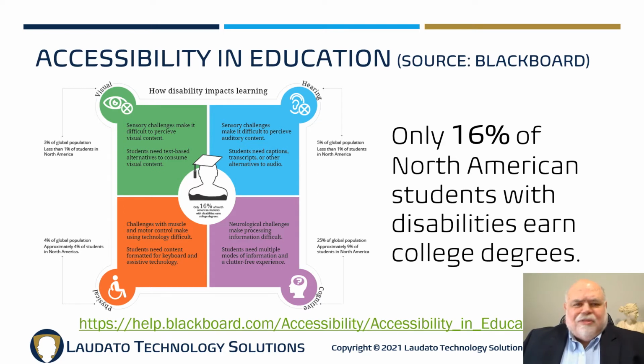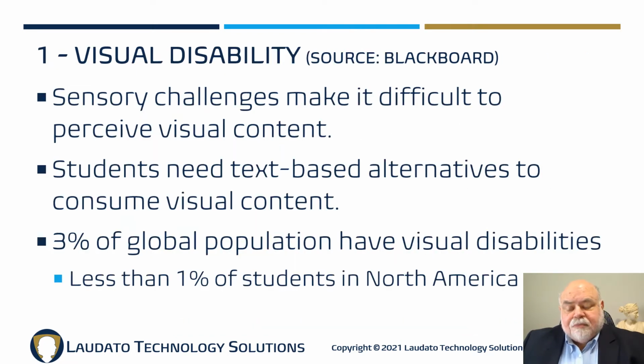And the death to me of a PowerPoint presentation is, I know you can't read this, but I'm going to focus on each of these quadrants, the four quadrants. On this slide, we're just going to mention that 16% of North American students with disabilities earn college degrees. That's not a great number to be proud of. I have the URL there for you to sort of follow up on this. Now, four kinds of disabilities that are addressed in the Blackboard info chart.